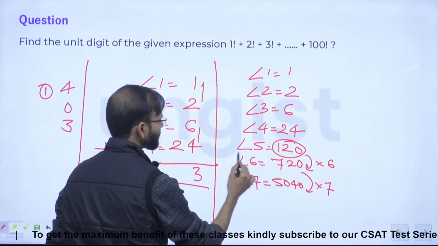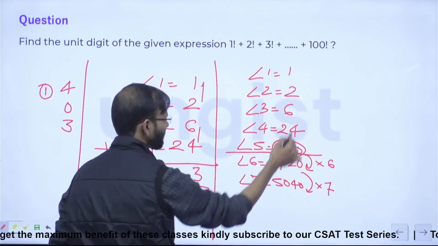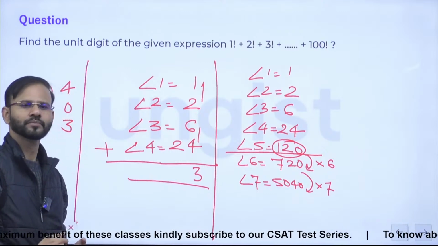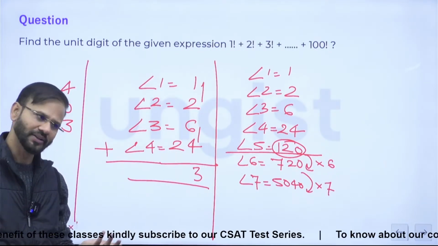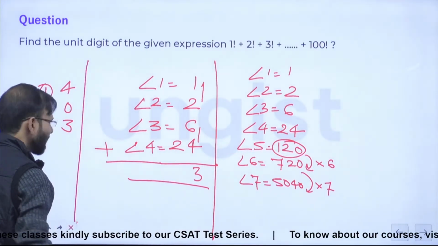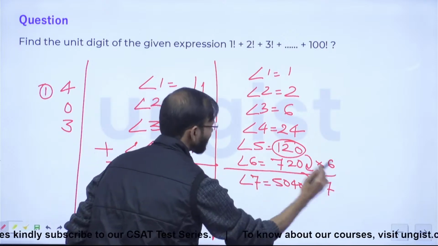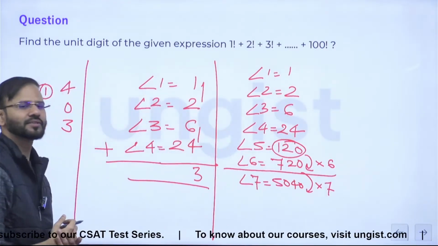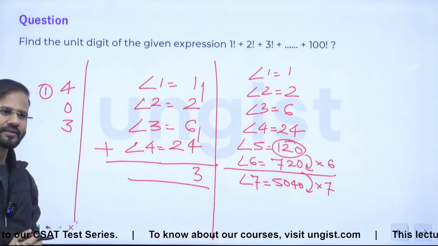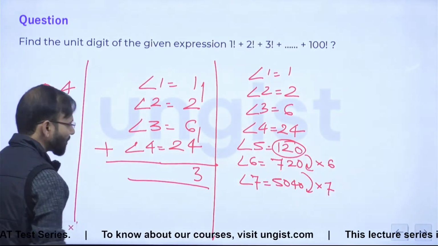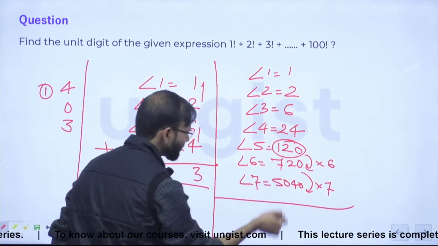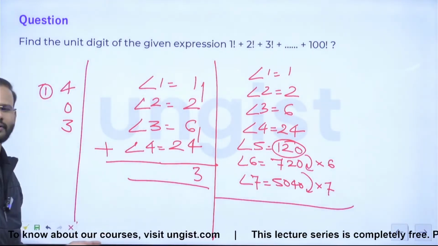So actually, you have solved this question till here, the answer was 3. Now, suppose that you need to solve this question till here. What is the unit digit of this expression? Again 3, right? Okay. Now, suppose that you need to solve this question till factorial 6, then what will be the answer? 3 again, right? And now, suppose that you need to solve this question till factorial 7, 3 again, right?